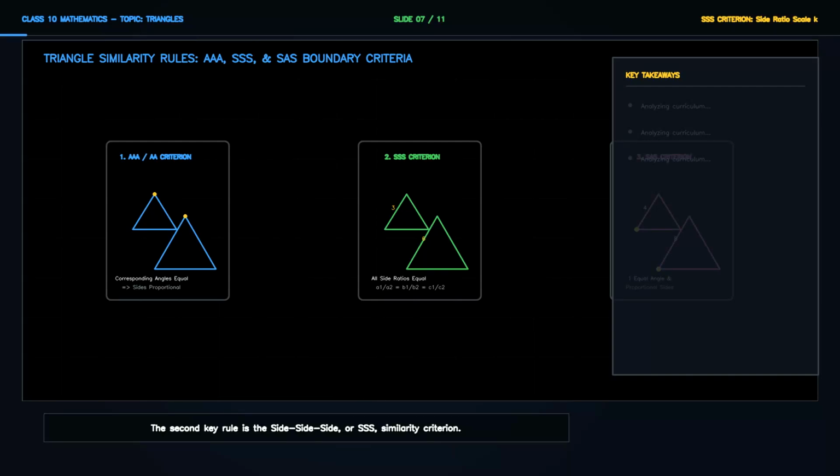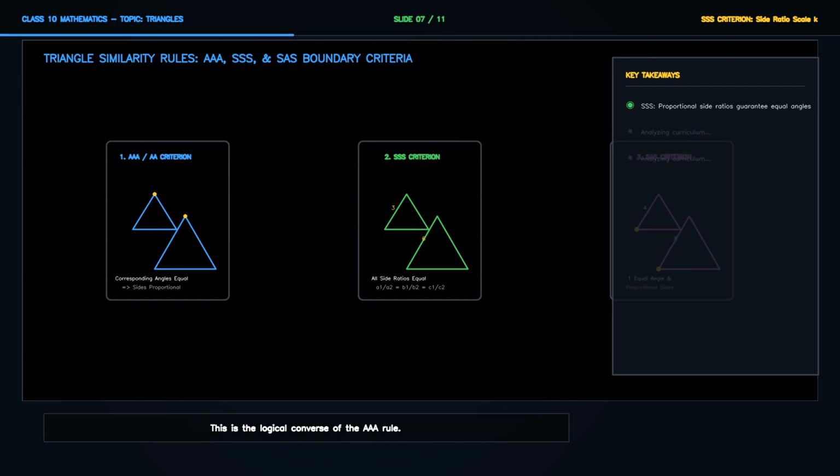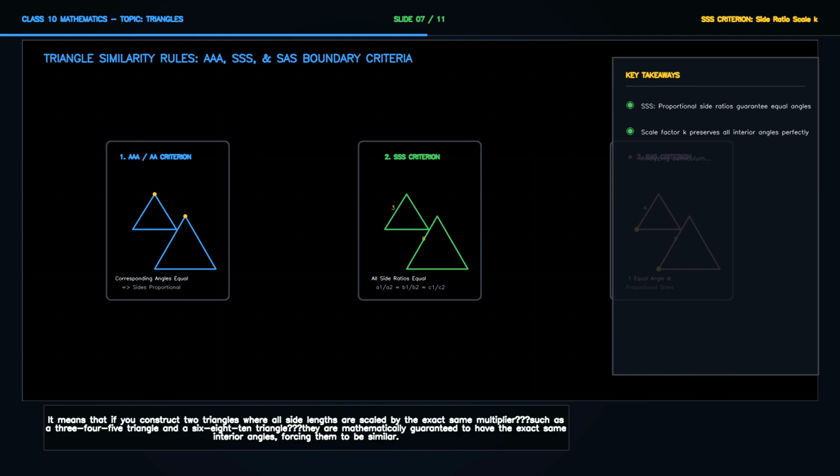The second key rule is the side-side-side, or SSS, similarity criterion. It states, if the corresponding sides of two triangles are proportional, then their corresponding angles are automatically equal, and therefore the two triangles are similar. This is the logical converse of the AAA rule. It means that if you construct two triangles where all side lengths are scaled by the exact same multiplier, such as a 3-4-5 triangle and a 6-8-10 triangle, they are mathematically guaranteed to have the exact same interior angles, forcing them to be similar.